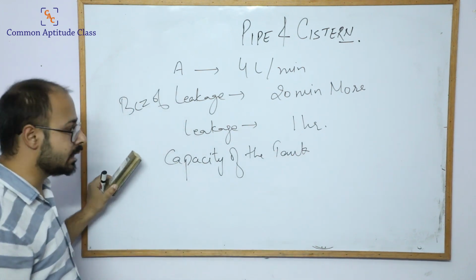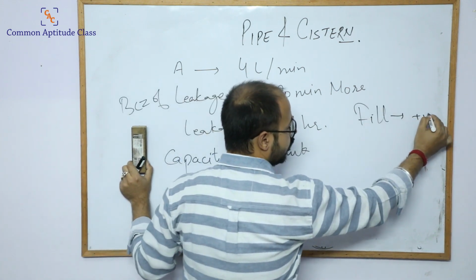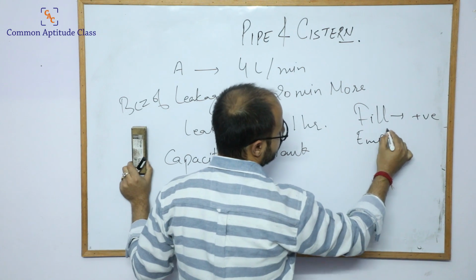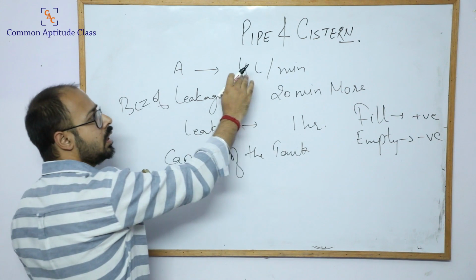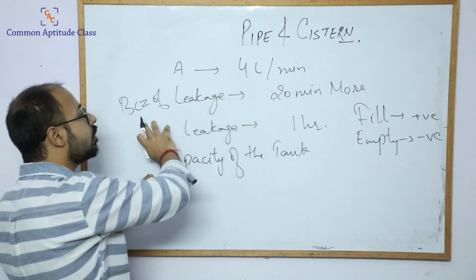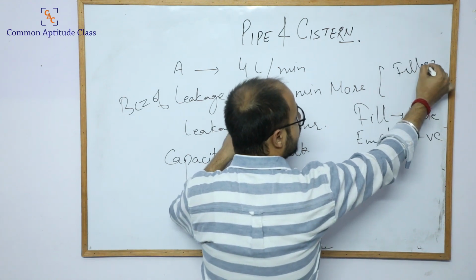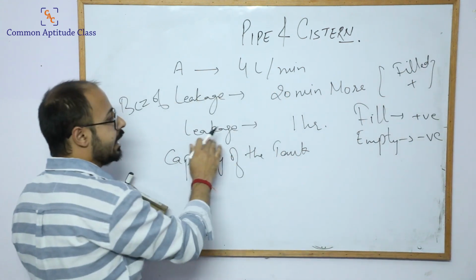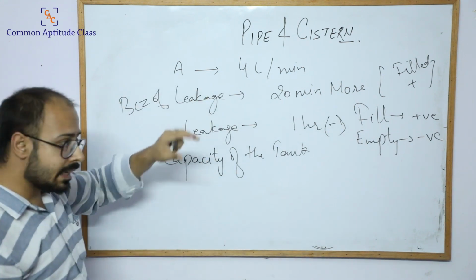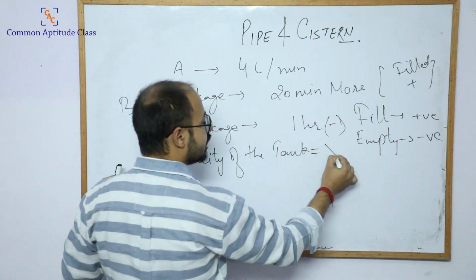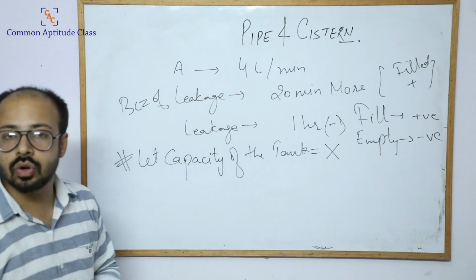Now, my simple concern: filling is positive, emptying is negative. Whatever work is done by A is positive, and whatever the tap fills, the resultant is positive, and leakage is negative. Till now done. So let the total capacity of the tank be X liters.